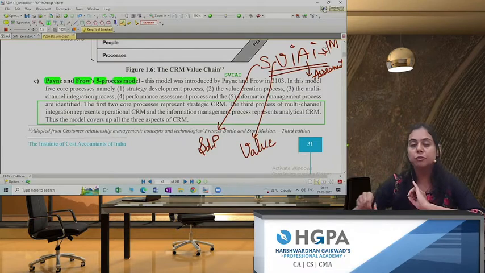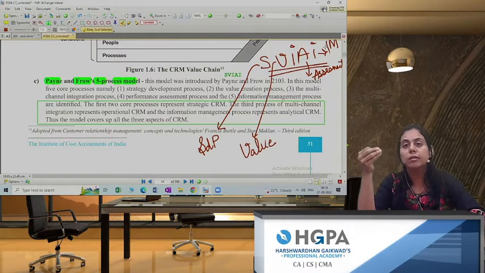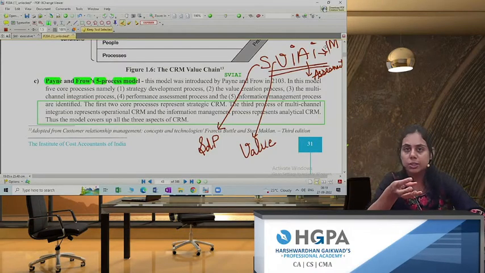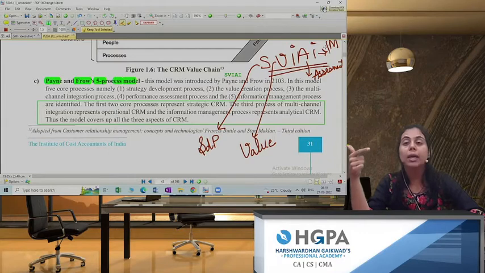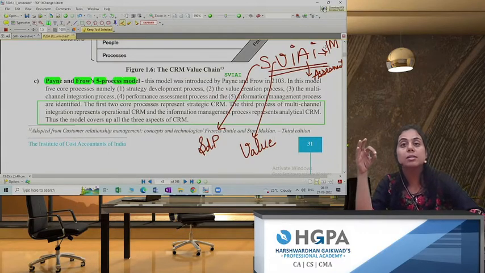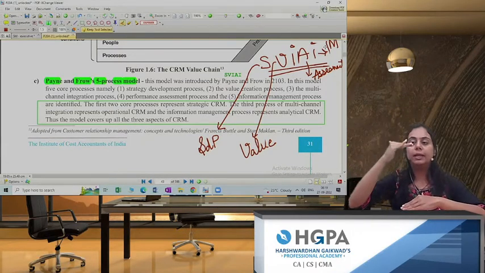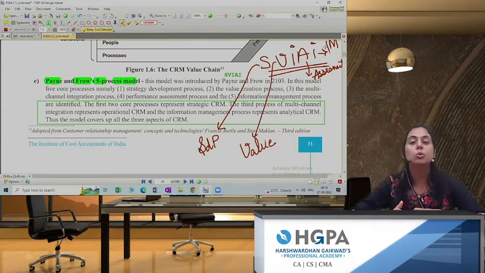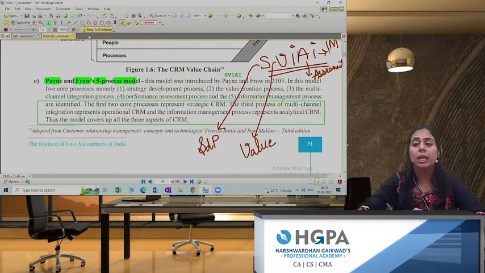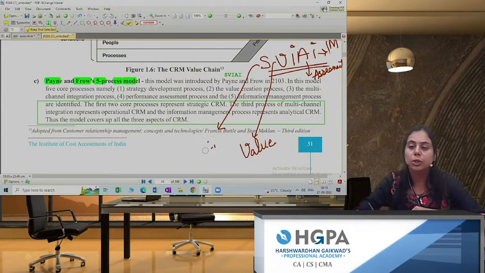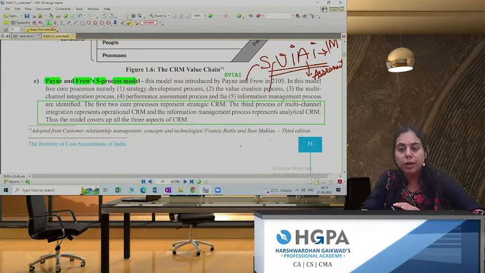Okay, let's revise. First, S is the strategic development process. We are supposed to make a strategy, and the strategy should be adding value, that is V. Then comes the I, a proper integration between all the points. A, you need to assess what you are doing. I, you need to have a very good information management system. Very, very important. So these were the 5 points denoted.